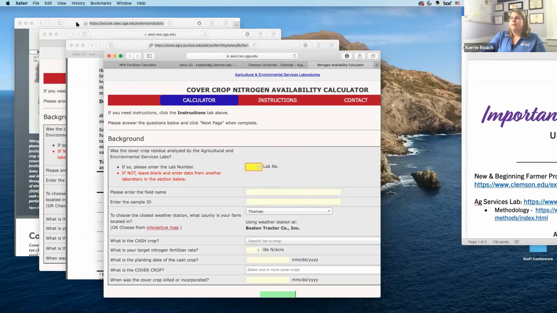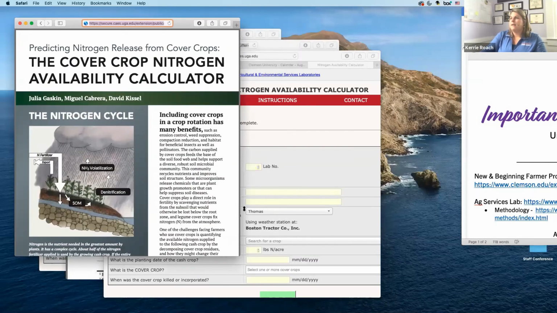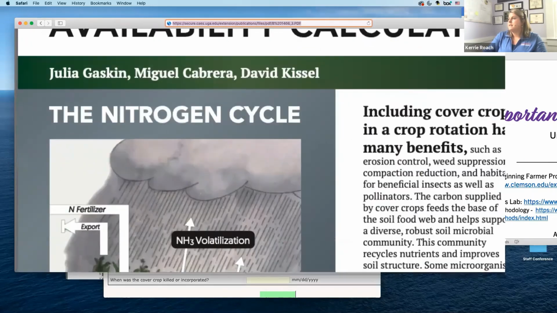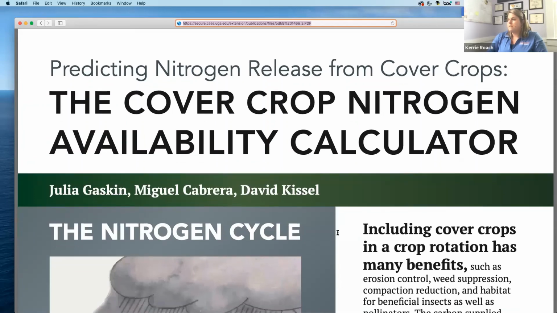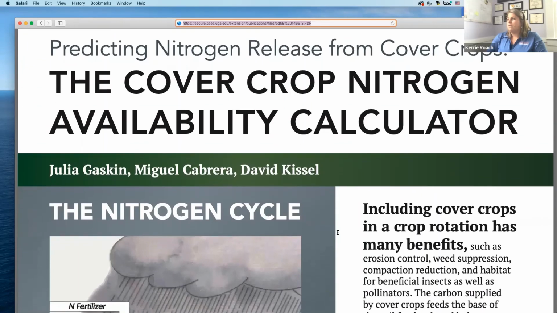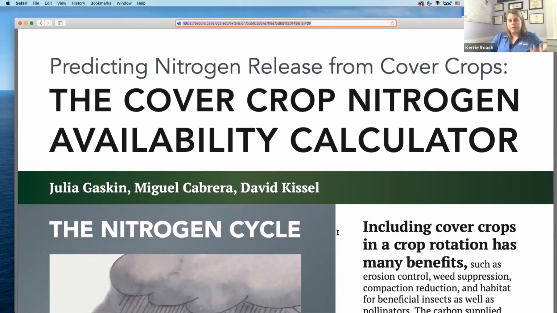All right. Next up, we talked a little bit about predicting nitrogen release from cover crops. So if you are using cover crops in your farm practices, this is really, really important to you, knowing what's actually going back into my soil from the cover crop. Why is it so important to me? If you don't know what you're putting back in, then it's just a guessing game.